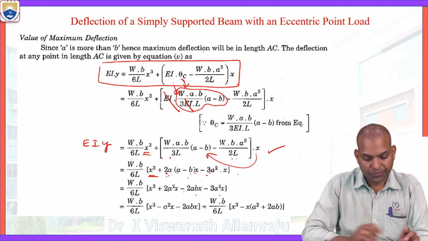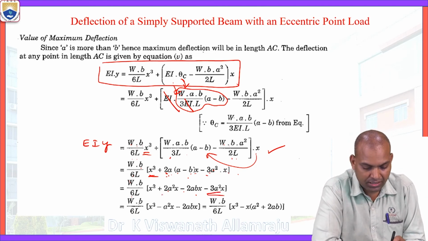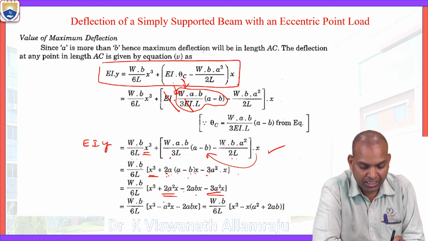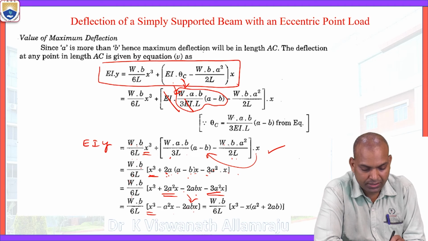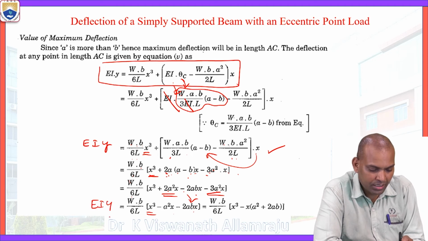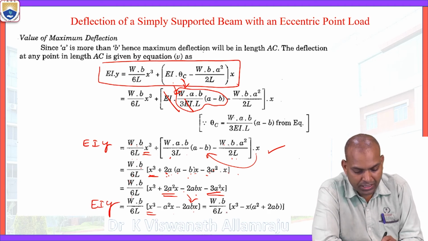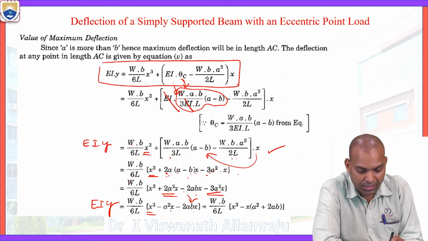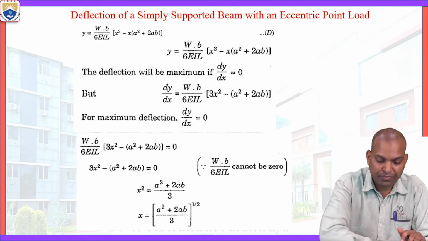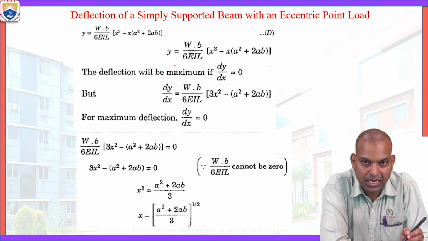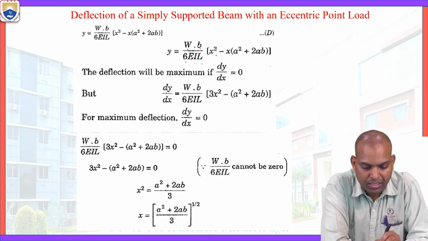Now here there are two terms: one is negative 3a² x, the other is positive 2a² x. That means 2 minus 3 gives negative a² x. So x³ minus a² x minus 2abx. That is EI times y. Now Wb by 6L times x³ minus a² x minus 2abx, with x common: (a² plus 2ab). This is the term. Further simplification, then y equals, EI comes to the right side, that is Wb by 6EIL times (x³ minus x times (a² plus 2ab)).